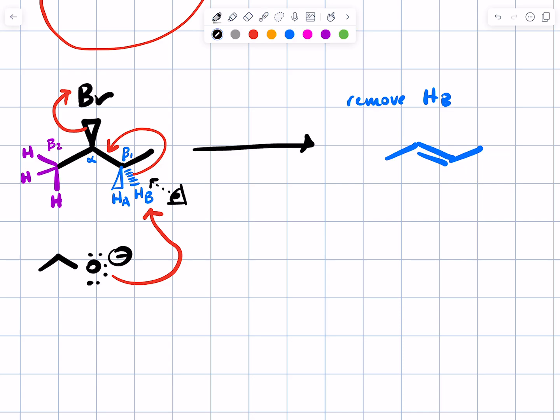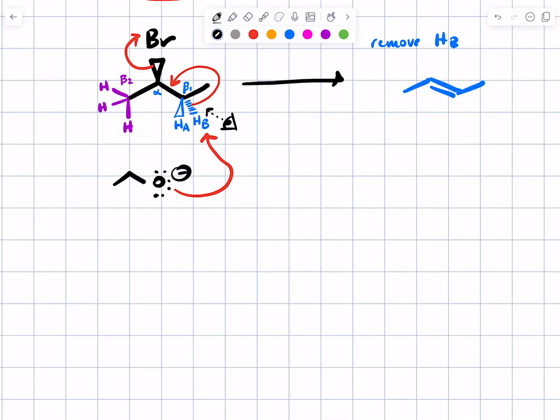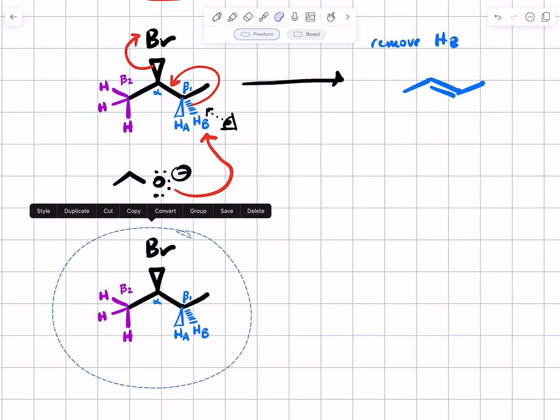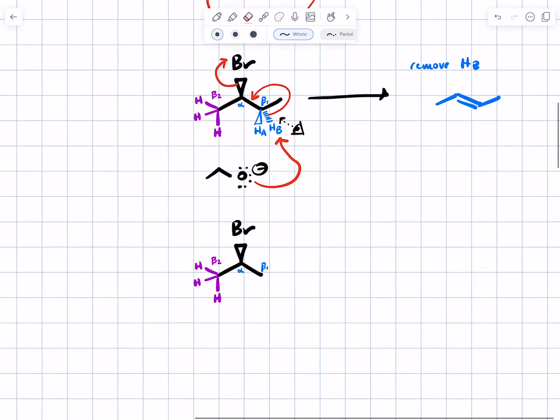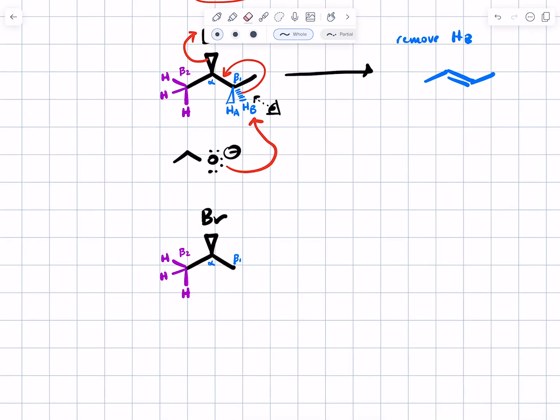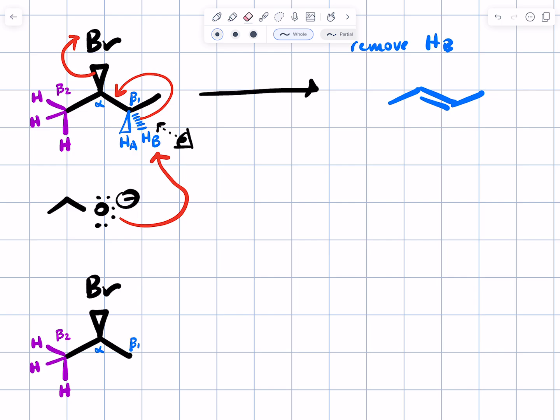Now what about HA? Is there a possibility that we can rotate around the bond between alpha and beta 1 such that HA could be anti to the bromo leaving group instead of HB? What would that look like? Let's imagine that. Let's erase those three substituents. We're going to keep beta 2, alpha, and beta 1 all in the plane of the page, but we're going to rotate around the bond between alpha and beta 1 such that HA, which was pointing out at us, we're going to take a hold of HA and rotate it, tipping it down into the page and below the page.